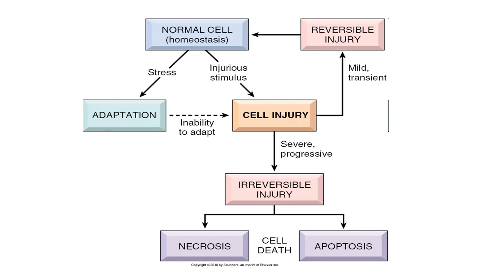So a normal cell, إذا تعرضت ل stress, it will undergo adaptations. If the cell is unable to adapt, it will undergo changes into cell injury. And the cell injury can be mild and transient, which we call reversible injury, and the cell goes back to normal, or it can be severe and progressive, where the cell will die and goes to the irreversible injury, which can be of necrosis or apoptosis.